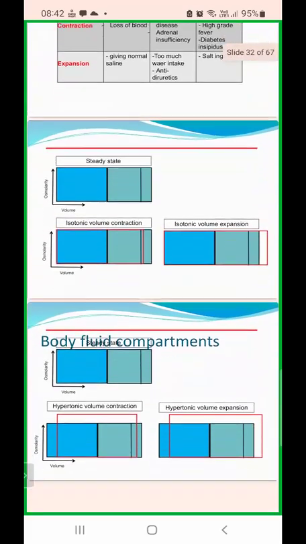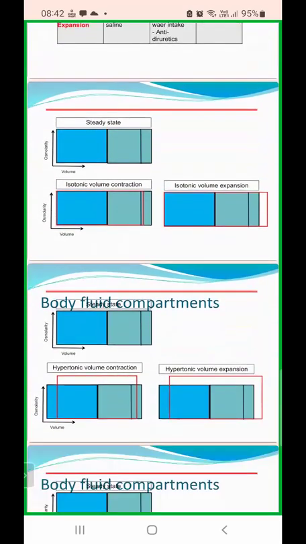Now, this is a very important diagram. These are known as the Darrow-Yannet diagrams. You can see this is osmolarity versus volume. In a steady state, both are in osmotic equilibrium, and the volume is a little bit more for ICF than ECF. Now, what is the contraction and what is the expansion? The red line shows the volume contraction as compared to normal, and towards the right you can see isotonic volume expansion, that is the expansion of the ECF part.